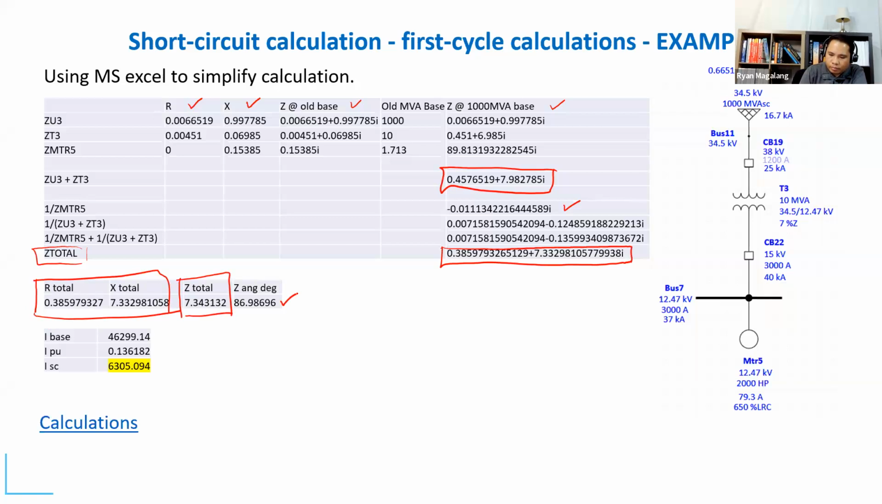So what I need to do now is to get my base. I said I want 1000 MVA base. So my I base is essentially what? I base is equal to MVA base divided by square root of 3 times your kV base.